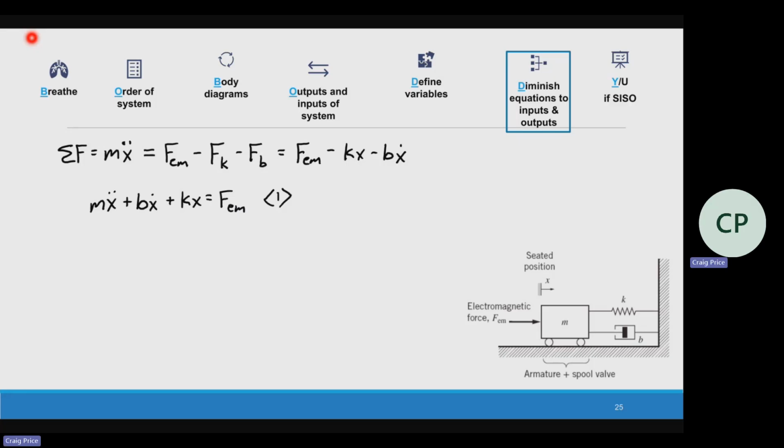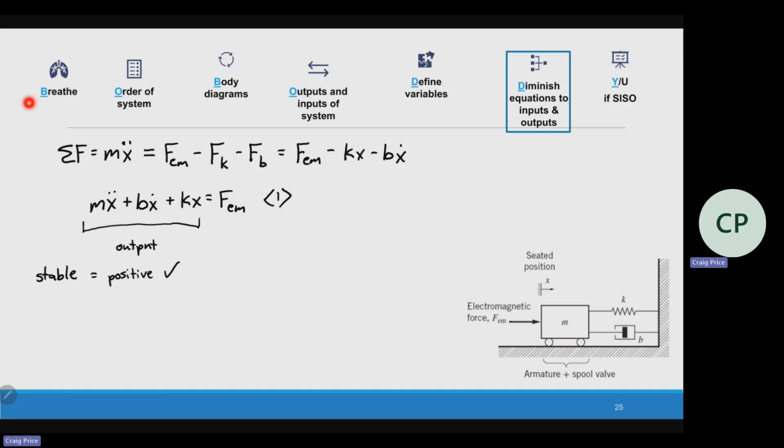A couple things that we want to check. This is the output side. Is it all positive? It's all positive. Check. That means it's stable. And that's what all of our problems should be.